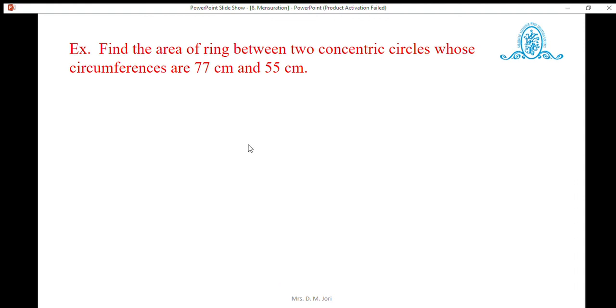Find the area of the ring between two concentric circles whose circumferences are 77 and 55 centimeters. So this type of circle they both are. Concentric circles means they have the same center. It is given that the two circles are concentric. Concentric means they have the same center, only the area is different. So one circle has circumference 77. The bigger one has 77 centimeters circumference, and the inner circle will have 55 centimeters circumference.